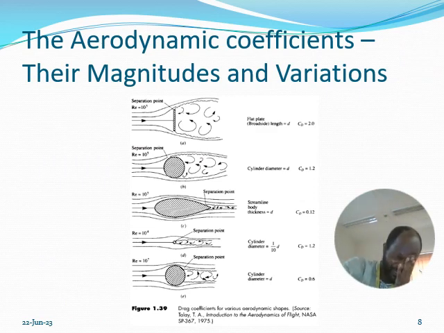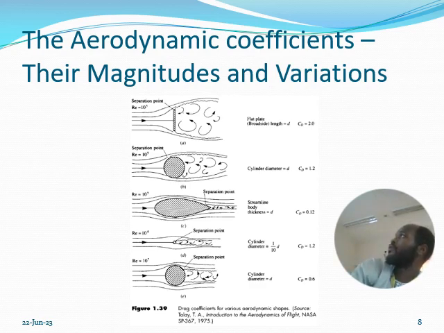So this slide just tries to give us an idea of the magnitudes and variations of some of the aerodynamic coefficients, and particularly the drag coefficient. So if you have a flat plate that is normal to the flow, the Reynolds number here is about 10 to the 7. That's about 10 million.